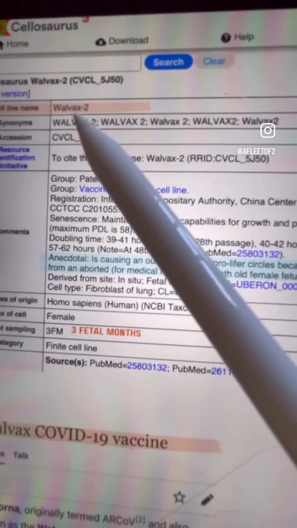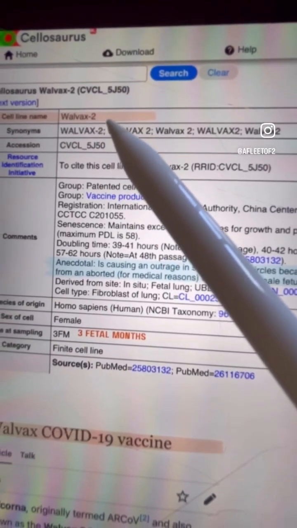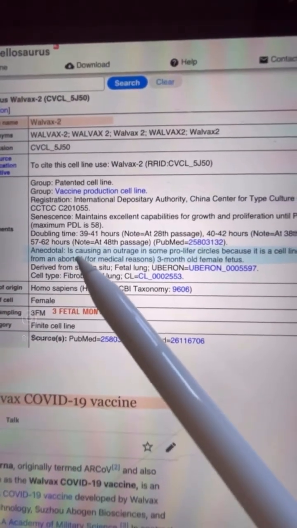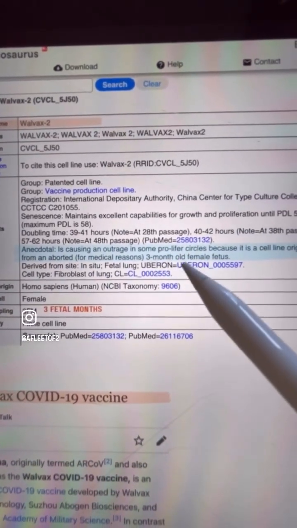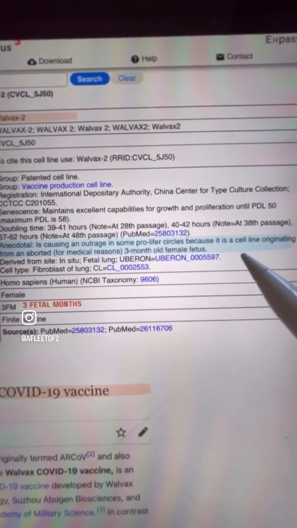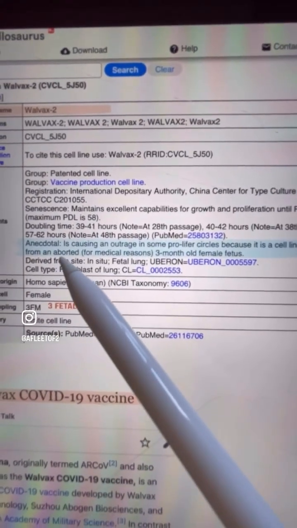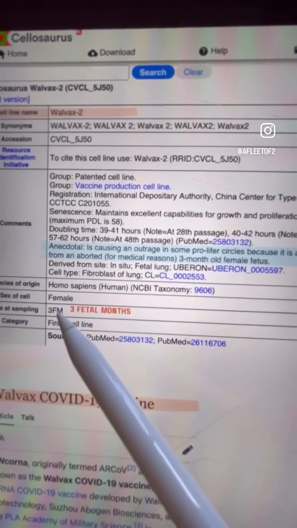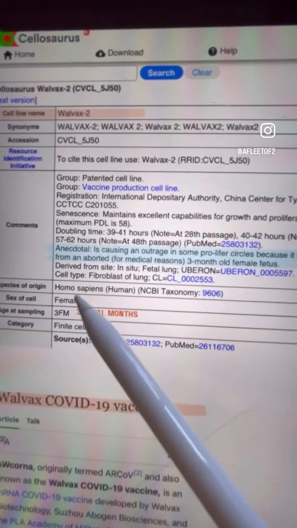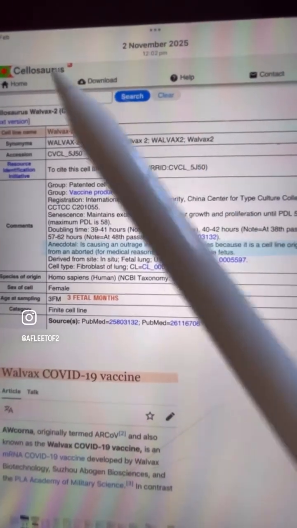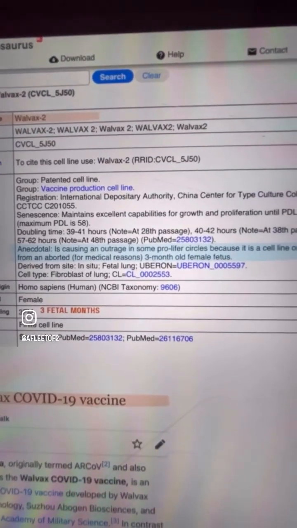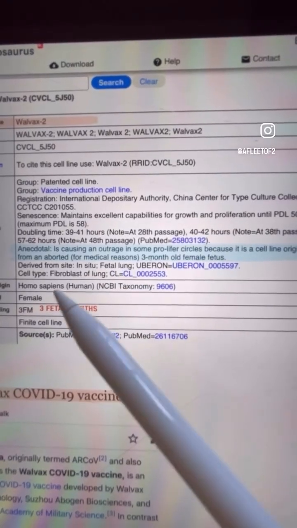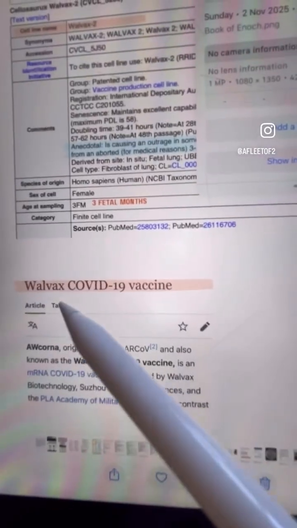And then you have this Vax2. And it is said here, is causing an outrage in some pro-life circles because it is a cell line originating from an aborted 3-month-old female fetus. So this is a 3-month-old female fetus, and we can check out what this one is used for, and we can reference that. And it comes from the fetal lung fibroblast. We have this right here.